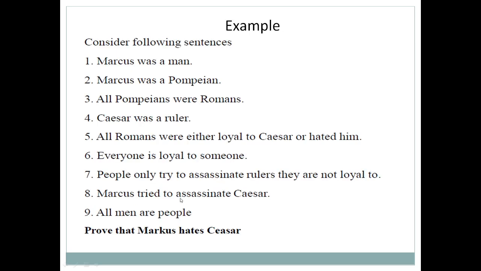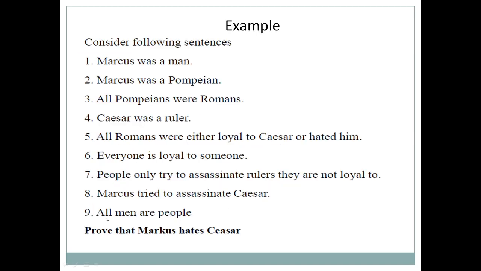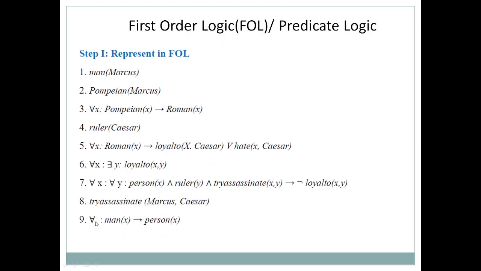So one thing is clear from this: whatever the verb, relationship, or function that you have identified, you have to write it outside the bracket, and in the bracket you need to provide the arguments. Argument means just a particular name. In this case we are talking about Marcus. Marcus is a name, Caesar is a name. So we pass them as arguments to that particular relation, function or verb. The next one is: all men are people. How to represent it? For all x, if x is a man, then x is a person.